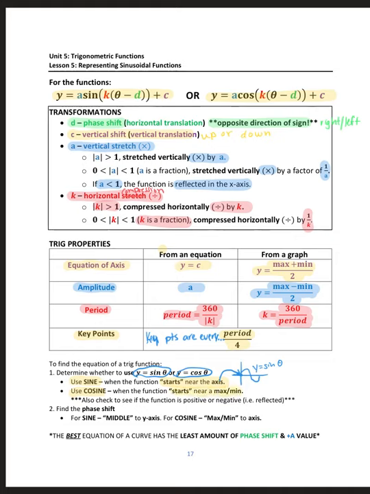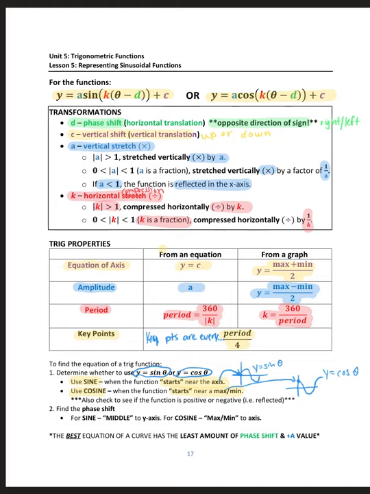So if I was to draw my cosine function, remember my cosine starts at its maximum and then goes down to the minimum, back up to the maximum. So this is our cosine function, our base function. So you can see that our cosine function starts at a max. So that's going to depend on which function we use when we're given some information.